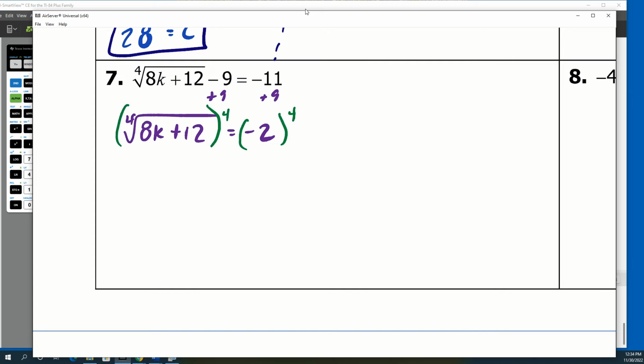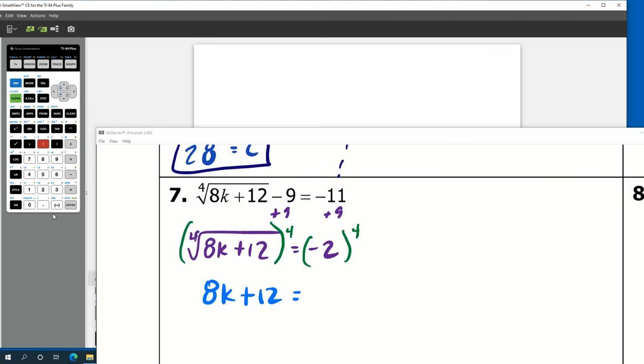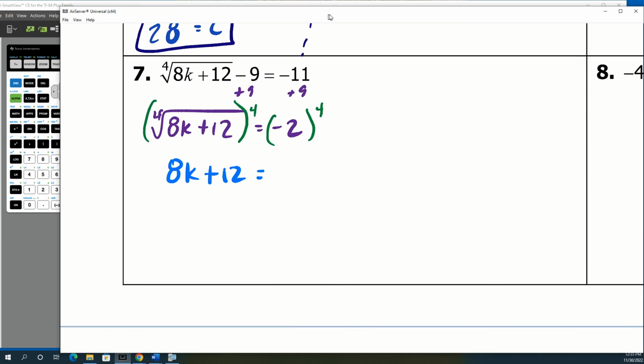So the 4th power just completely gets rid of the 4th root, and you're left with 8k plus 12. Now you have to be careful when you raise negative 2 to the 4th. You have to put it in parentheses, and then the 4th power on the outside. Otherwise, it's not going to raise the negative to the 4th. It'll just raise the 2 to the 4th. So that is going to be 16.